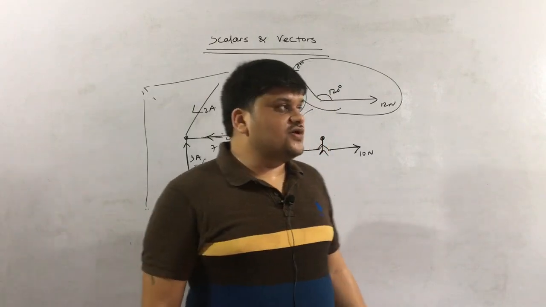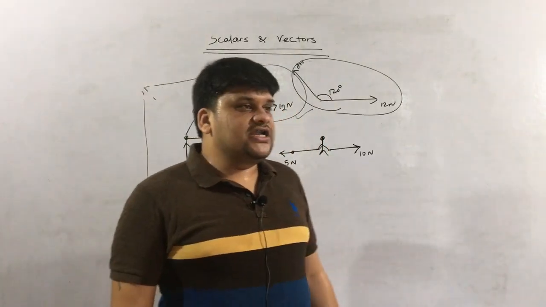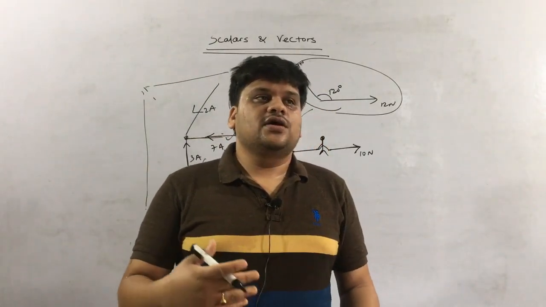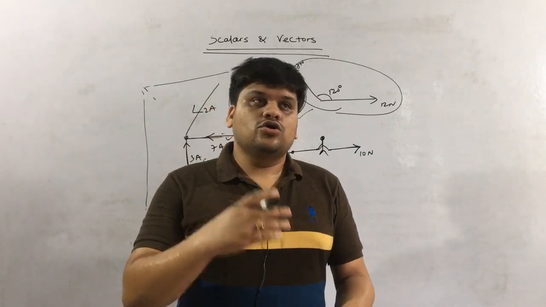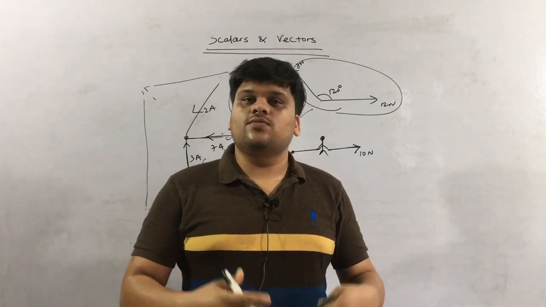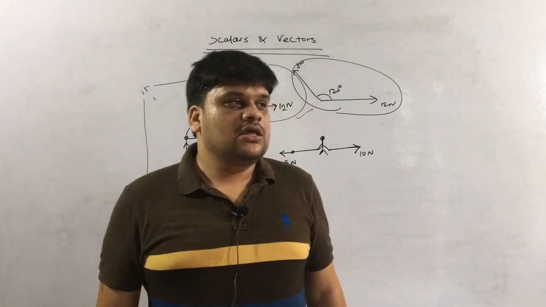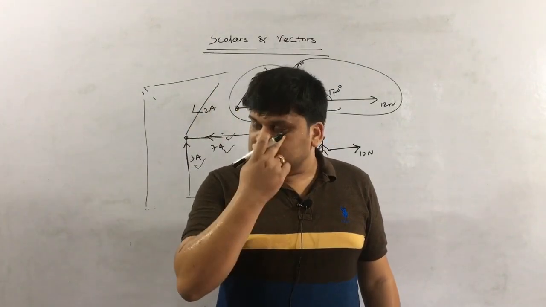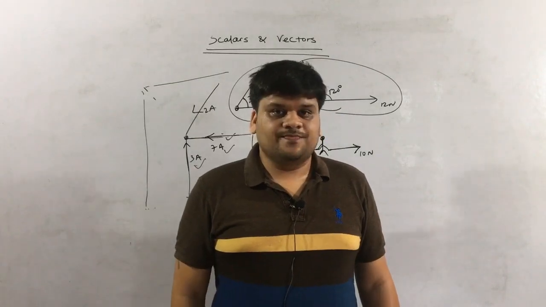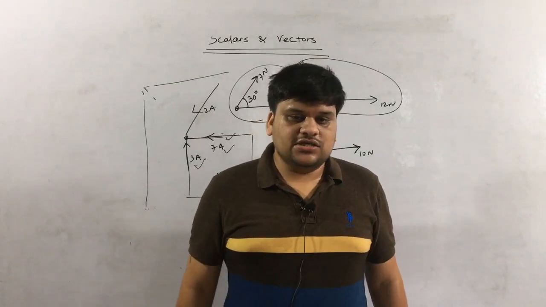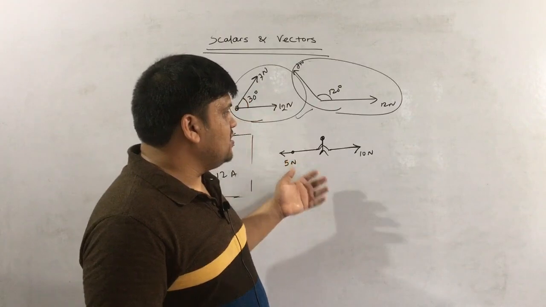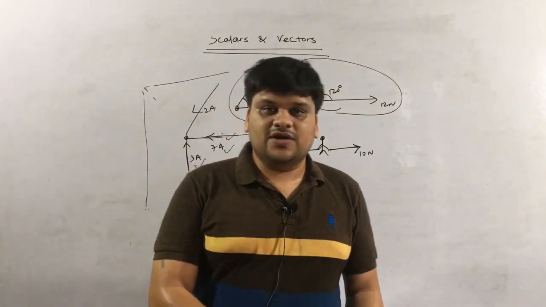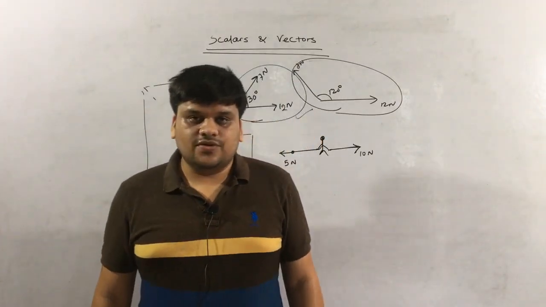And for scalars, they are quantities which do not have direction, or whose direction does not carry much significance in physics, and those quantities we can add or subtract algebraically. Those are known as scalars. I think this definition is clear. Now let us come to the next part, the types of vectors.